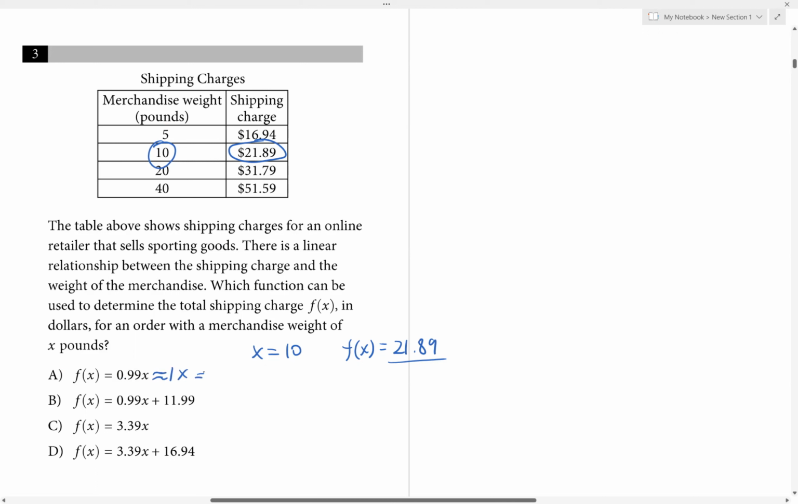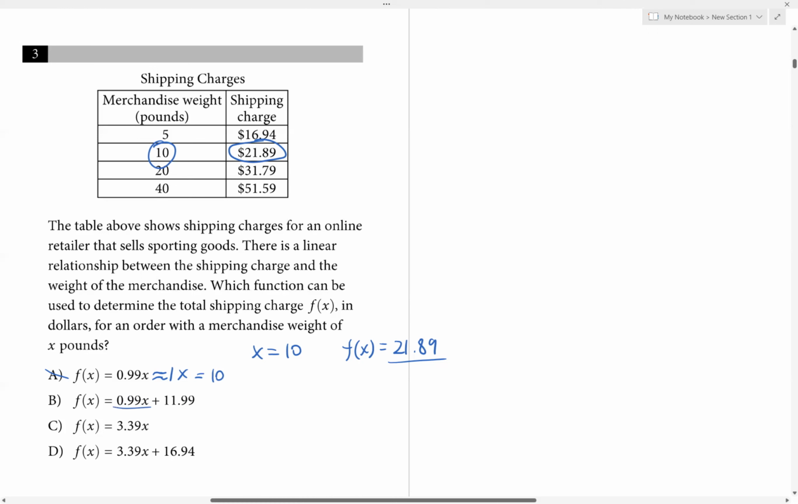And then x is 10, so 1 times 10 will be 10. We should get 21.89, but here we got 10, which is pretty far off. So that's not going to work. We can just approximate; we know that's not going to work. Okay, how about the second one?